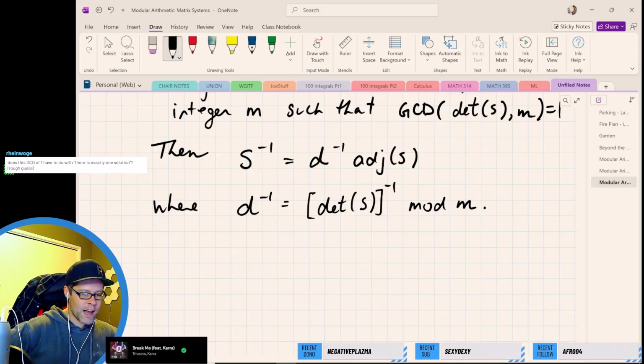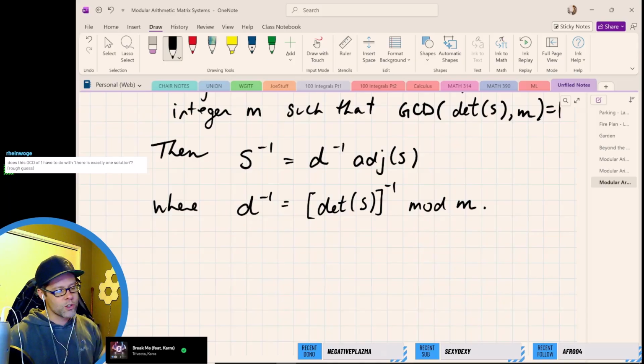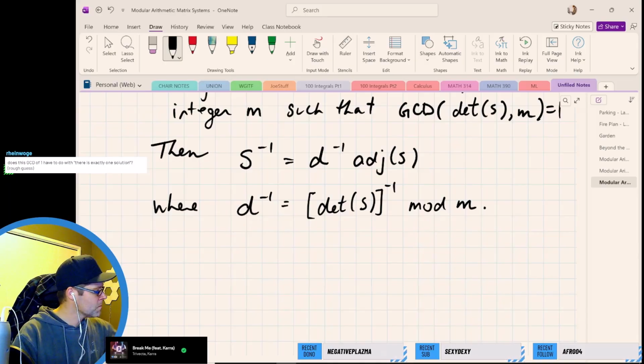Yep, Ryan, you're exactly right. So we want that det S to have exactly one solution, otherwise it doesn't make sense to have an inverse. So the GCD guarantees not only that there's an invertible element, but that there's only one, right? There's only one solution to the problem. Yeah, exactly.